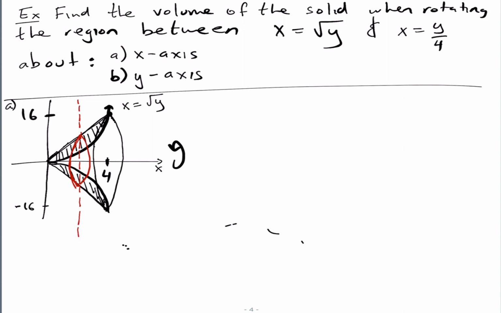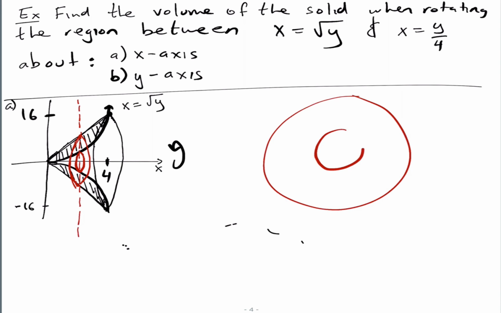It's going to look like a donut. That's right, it's got a hole in it. Do you guys see that? It's got a hole in it because there's this region right here that doesn't have a solid in it. So if I look at that red circle that I drew there, it's going to look like that, where only the outer part has the solid in it. Does that make sense? Okay.